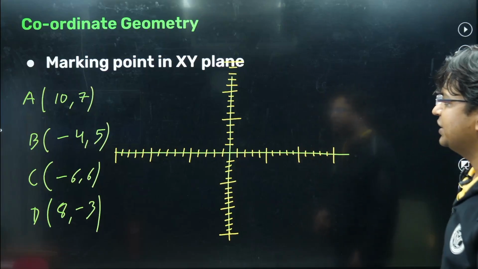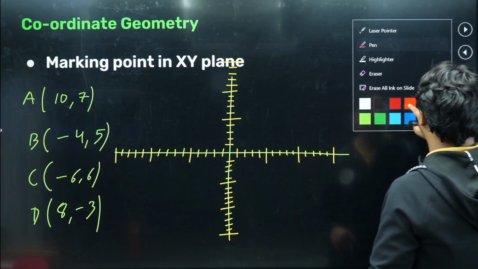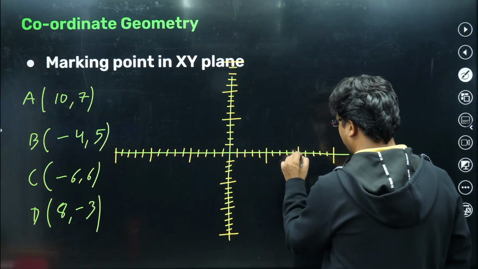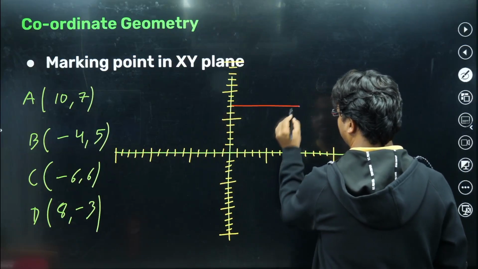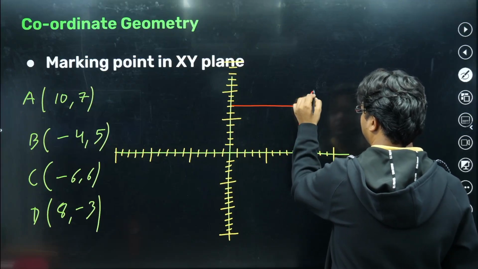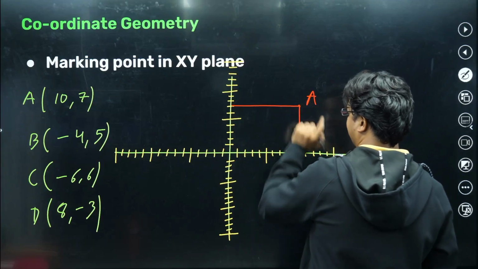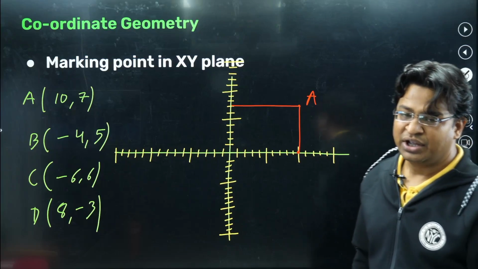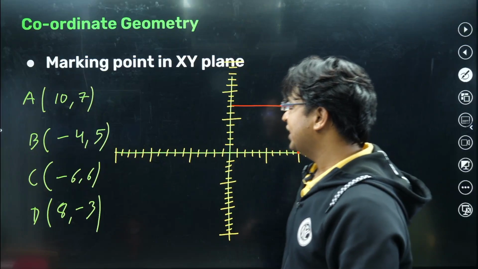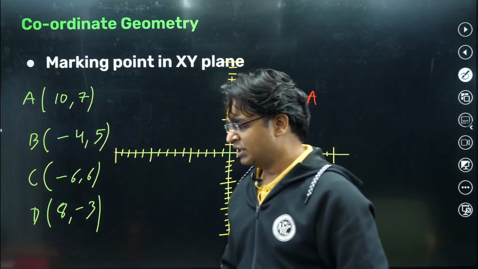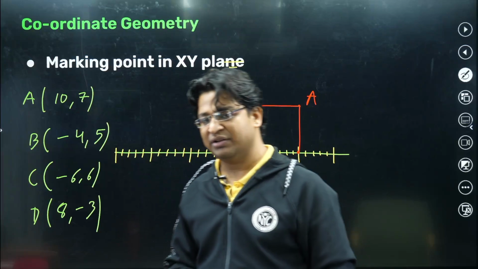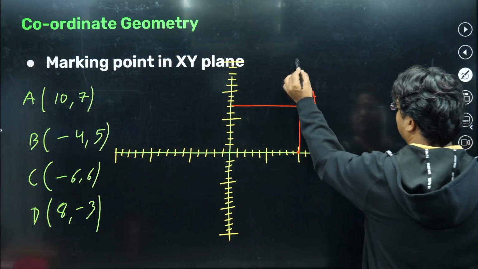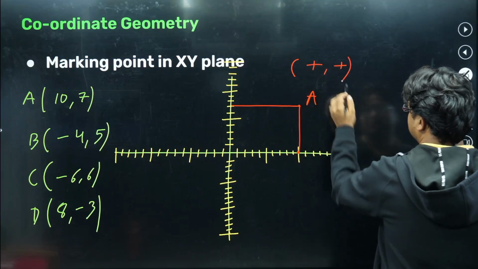Now the first point is 10, 7. So this is 10, this is 7, so this would be point A, 10, 7. And this would be a point in the first quadrant. If you notice, guys, if a point has both positive coordinates, then it will be in the first quadrant. So in the first quadrant, x is positive, y is positive.